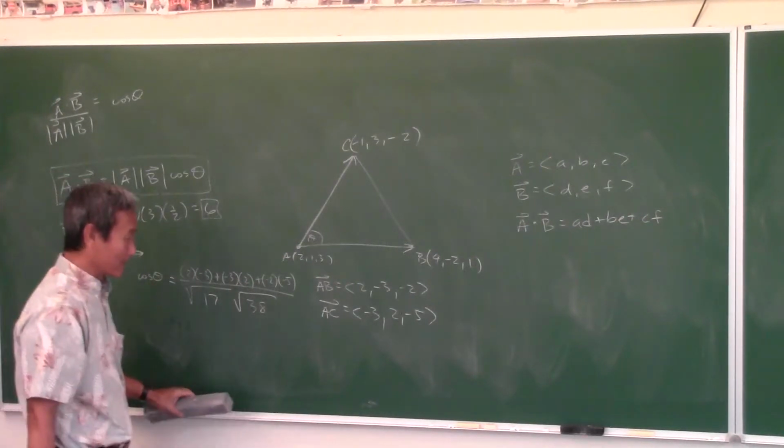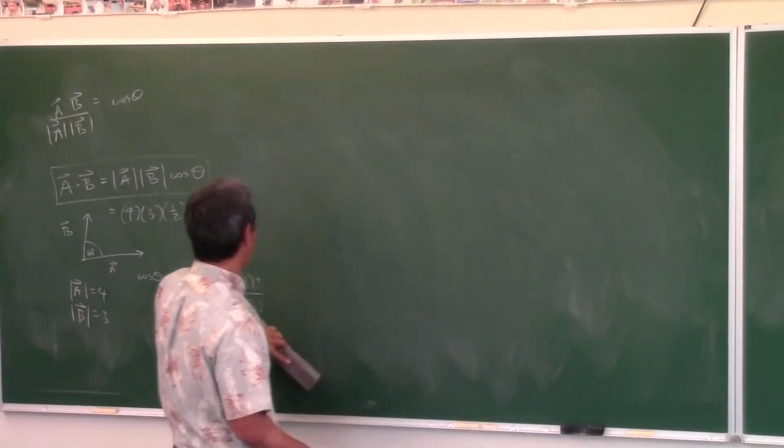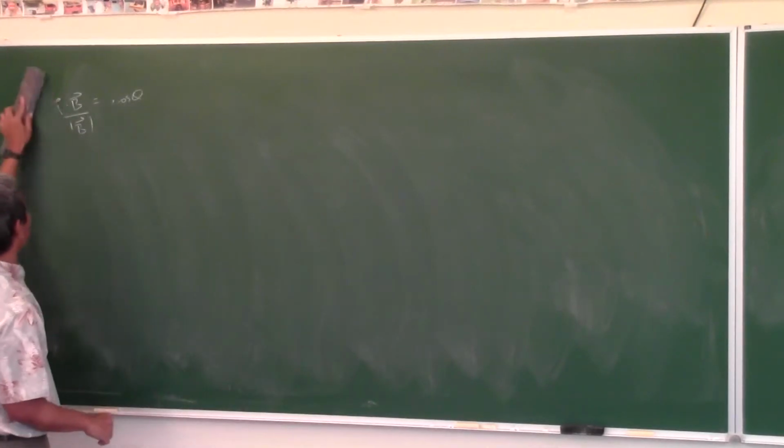Okay, so that's the dot product. Now we talked about the cross product. You're going to see that a lot in this class. You're going to see the cross product more than the dot product.